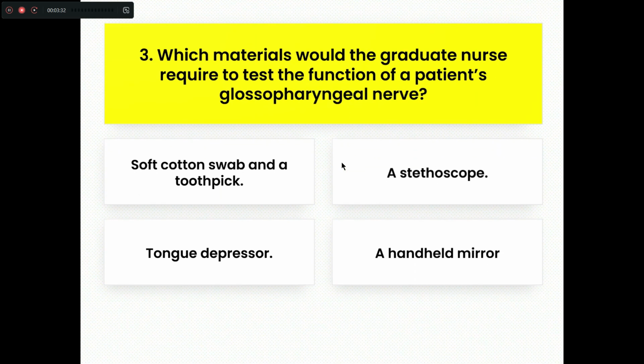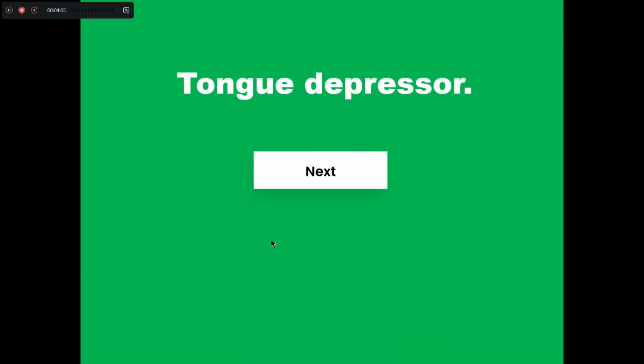Which material would the graduate nurse require to test the functions of a patient's glossopharyngeal nerve? Option A, soft cotton swab and a toothpick. Option B, a stethoscope. Option C, tongue depressor. Option D, a handheld mirror. So here to test glossopharyngeal nerve, the ninth cranial nerve, to check the gag reflex, the nurse needs to have option C, tongue depressor. Tongue depressor is the right answer.